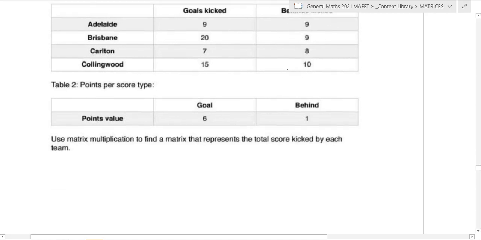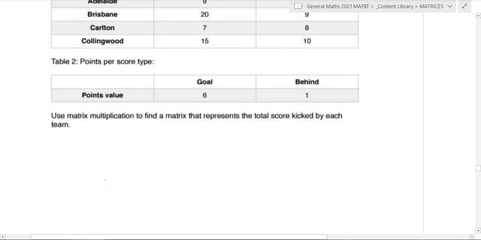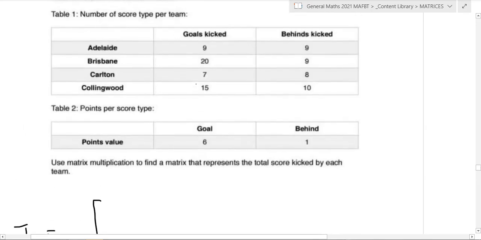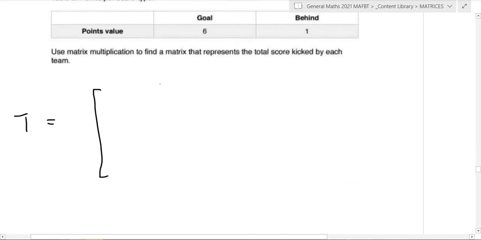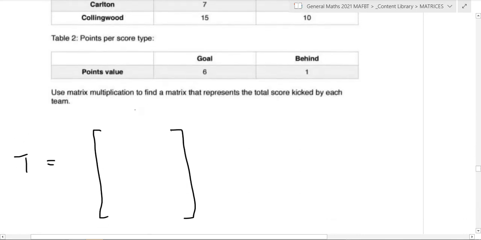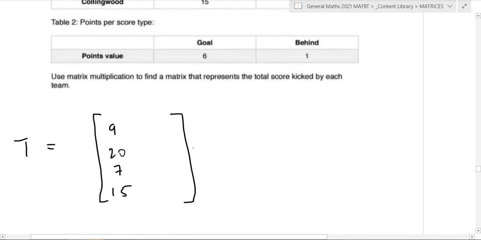So let's do that. Actually, let's do teams. So one matrix can be T for teams. And you're going to make it into a 4x2 matrix. So 4 rows, 2 columns. Alright, so you got 9, 20, 7, 15. So 9, 20, 7, 15. And then you've got 9, 9, 8, 10.